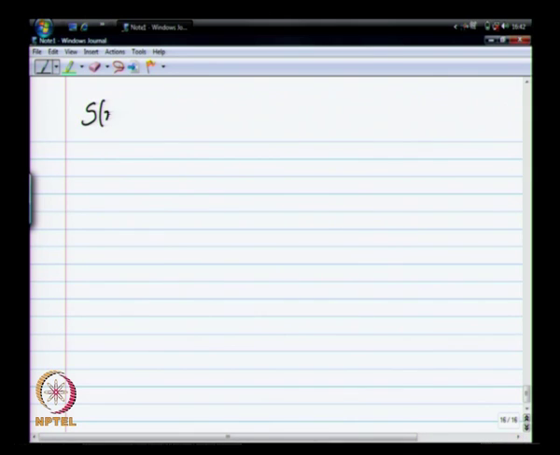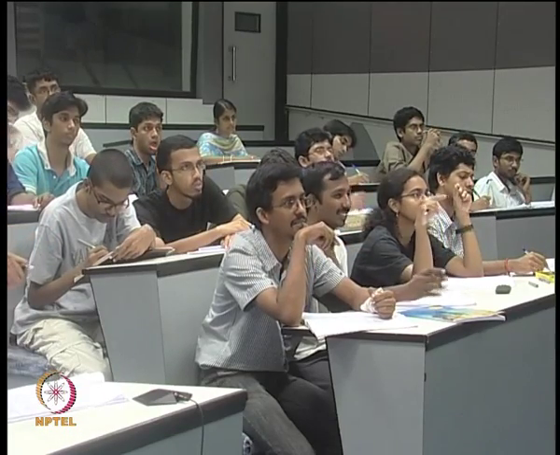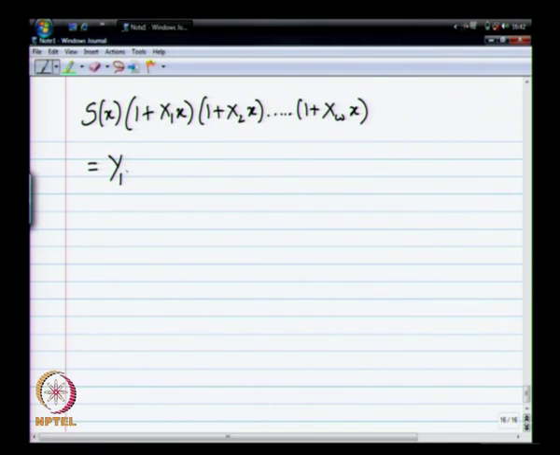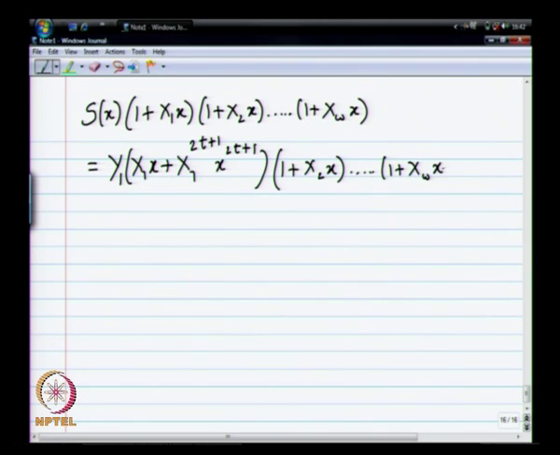What will happen if I take S of x and multiply by 1 plus x1 x times 1 plus x2 x, and so on till 1 plus xw x? You will have for each of them the term, but then multiplied by the rest. Exactly. So let me write that down. You will have y1 times x1 x plus x1 power 2t plus 1 x power 2t plus 1, multiplied by 1 plus x2 x, and so on till 1 plus xw x.